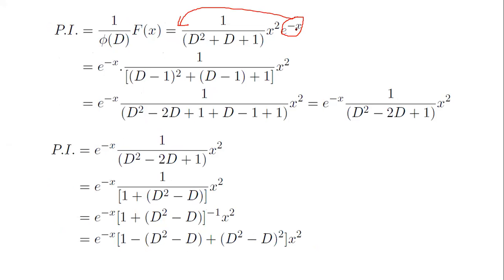And then what is a here? A equal to minus 1. That means you have to substitute D tends to D minus 1 in the denominator. You can see here you are writing that e power minus x here, and then in the denominator D tends to D minus 1, and then this D tends to D minus 1. Now you have to expand.